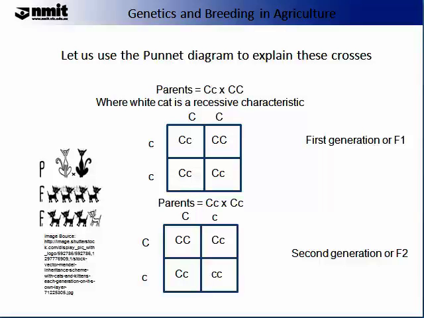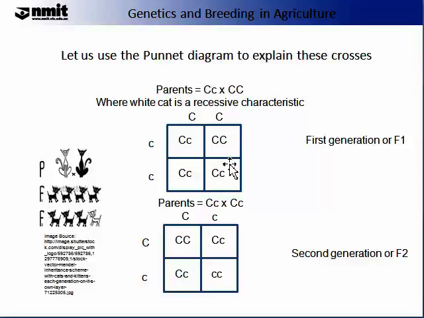In the slide you can see that we have done this for the second generation. What you will observe is that 3 of the 4 offspring will have homozygous and heterozygous characteristics, but these will be displayed as black cats, as there is a dominant allele present in all. However, 1/4 of the alleles will be recessive, and this will show up as a white cat.